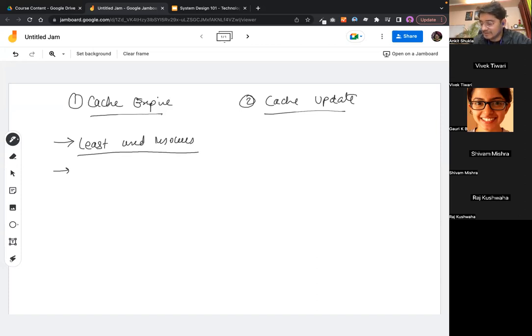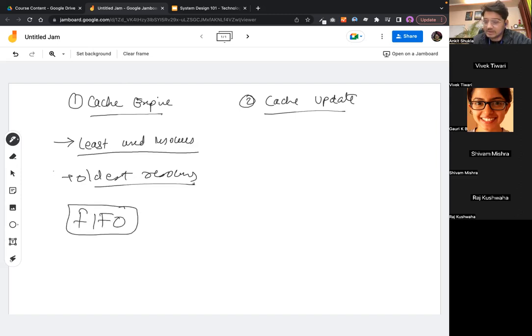Second, it could be the oldest resource, which is first in, first out. The person who would be first in this particular row. For example, if there is a cache element that was very much outdated, or in terms of timeline, it was the first one to enter the cache.